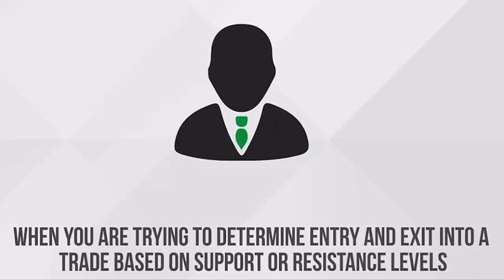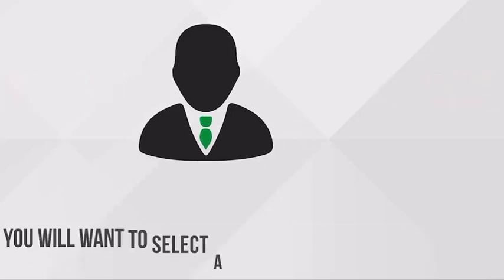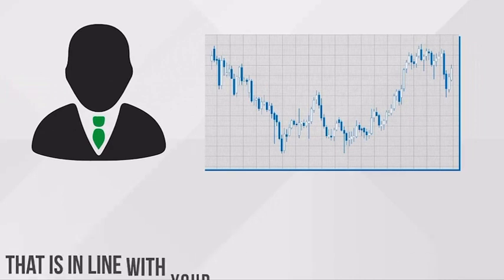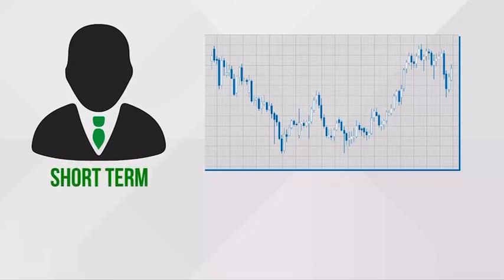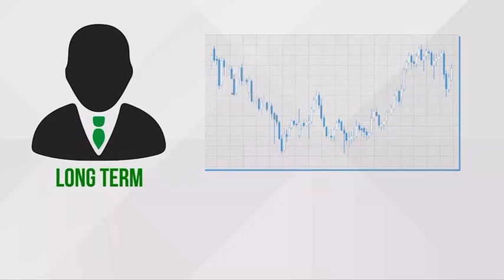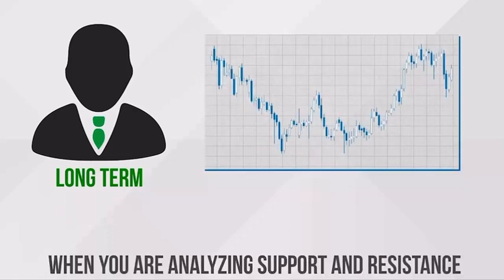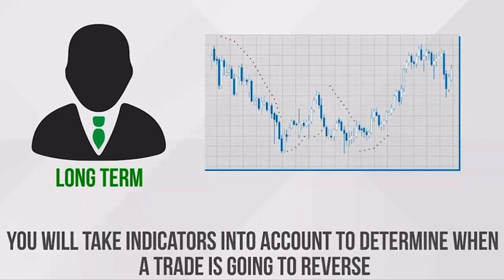When you are trying to determine entry and exit into a trade based on support and resistance levels, you will want to select a forex chart that shows a price interval period that is in line with your trading strategy and time frame. If you are trading short term, you will use a 1-minute or 5-minute chart. And if you are trading long term, you will use an hourly, daily, weekly or monthly chart. When you are analyzing support and resistance, you will take indicators into account to determine when a trade is going to reverse.